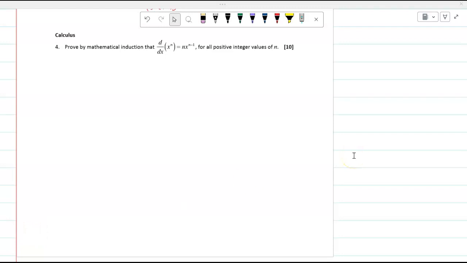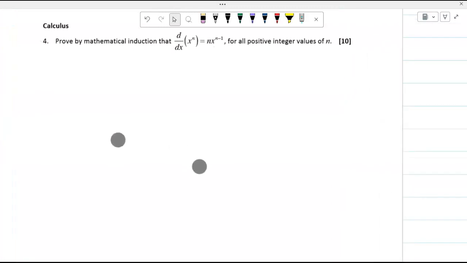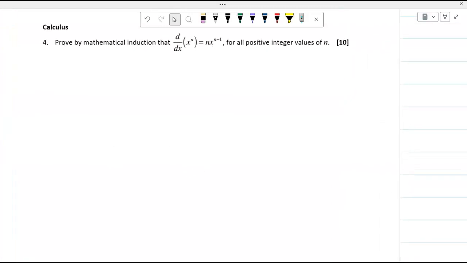Prove by mathematical induction that d by dx of x raised to n is n x raised to n minus 1. This is a result that we use. So I'll just put in P(1) first.